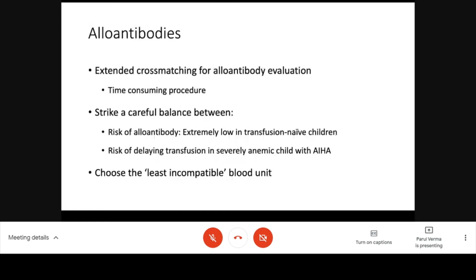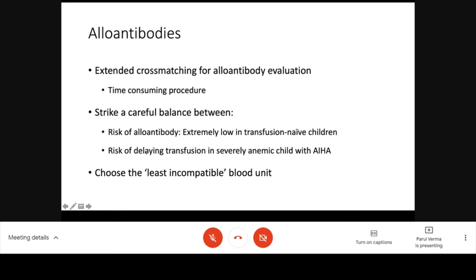So we do not have the luxury of so much time in a child with AIHA. We can't wait for the extended cross-matching results to come, which may sometimes take even 24 hours. So we have to strike a careful balance, because the risk of alloantibodies is extremely low in transfusion-naive children. This problem is more in adults who have received transfusions in the past, and in females who have delivered babies in the past, so they can have alloantibodies. But in transfusion-naive children, the risk of alloantibodies is negligible.